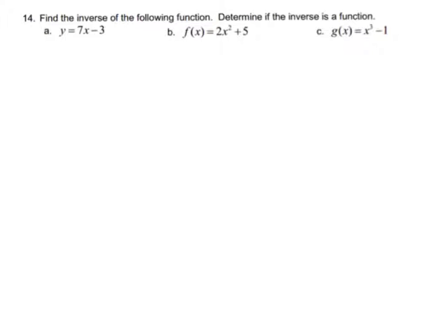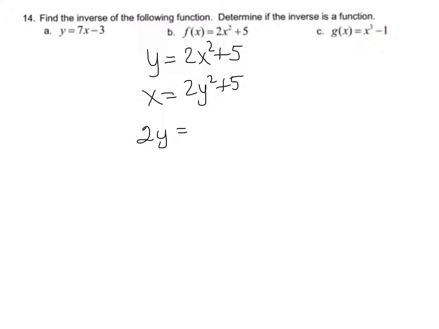14b, oh, excuse me, hiccup. 14b was one that a lot of people dropped the ball on, and I just wanted to talk about it. So it seemed like most people understood how to find an inverse. Set f of x equal to y, and then swap your values. Call that an x, call this a y, and now resolve for y. So 2y squared is x minus 5.